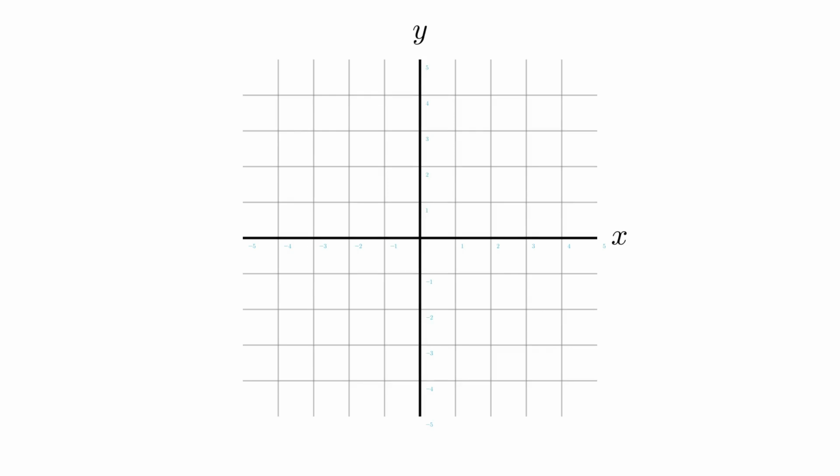Let's start by placing a point on a coordinate plane. Suppose we have a point at 3, 2. We want to reflect it across a line, like the x-axis or y-axis.